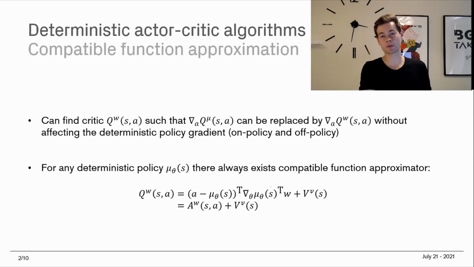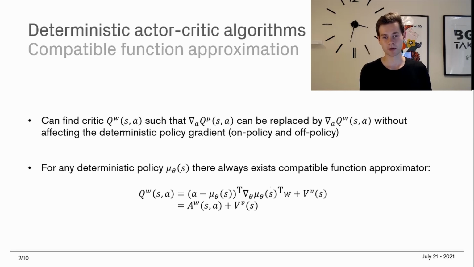Basically, like we talked about before for the stochastic case, similarly in the deterministic case, we can find a critic such that the actual gradient of the Q-value function can be replaced by the gradient of this approximative function. And if we can replace it like that, it's called compatible for the sake of the algorithm. So you will get the same result as if you actually had the Q function available. The specific criteria for when this is applicable, we won't list those.